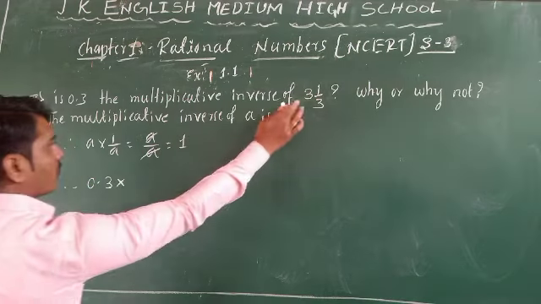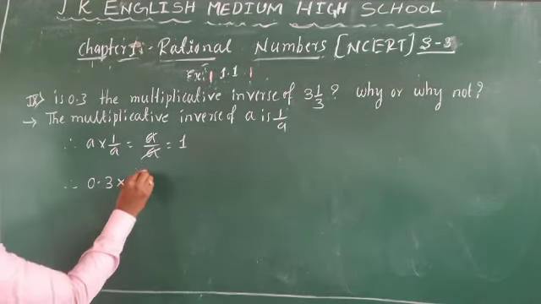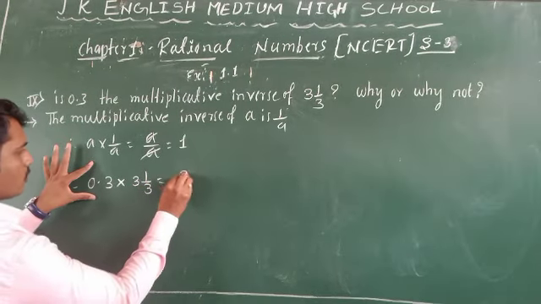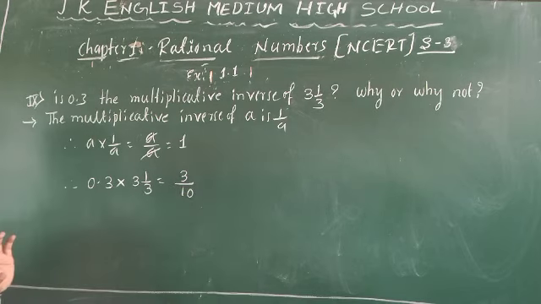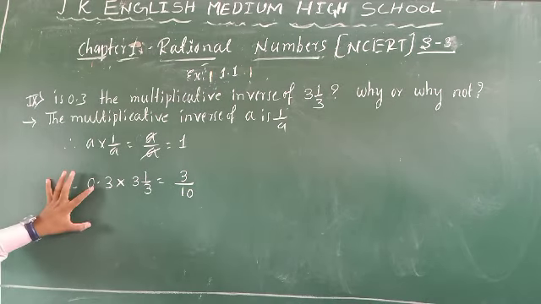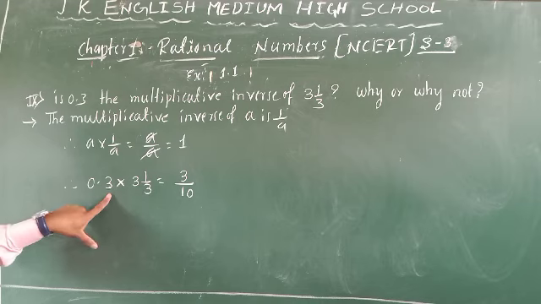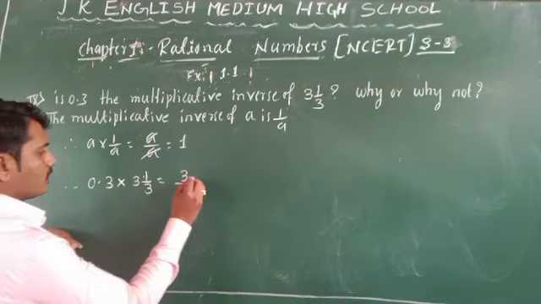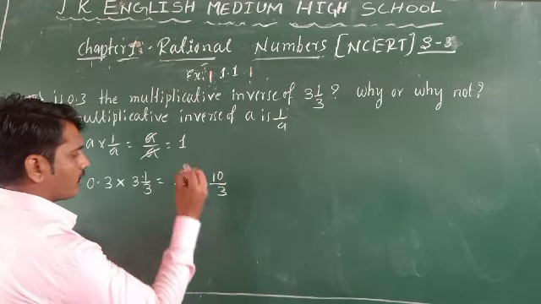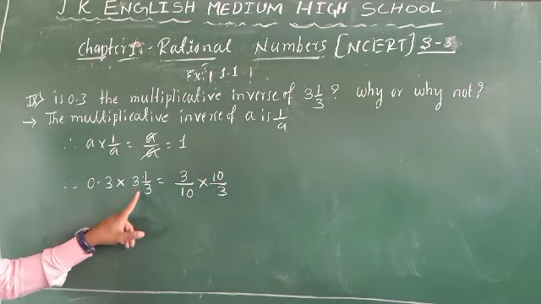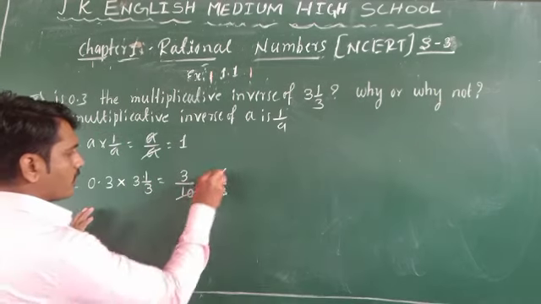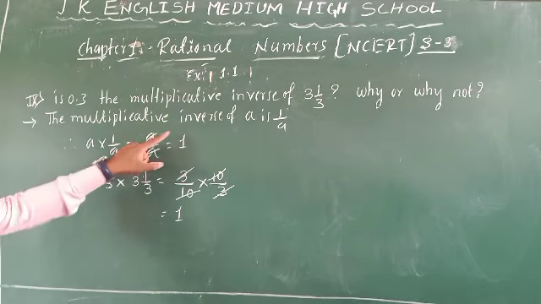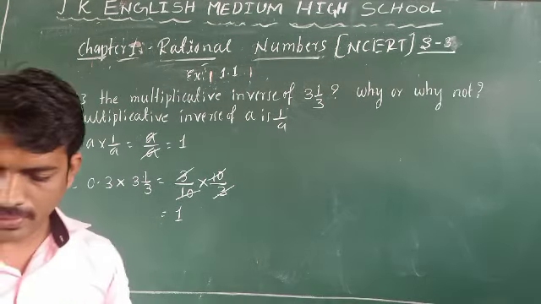0.3 and 3 integer 1 upon 3. So convert this 0.3 into 3 by 10, correct? 3 by 10 means units and tenths there. That's why we convert the decimal into a fraction. 3 times 3 is 9, 9 plus 1, 10 by 3. So convert the mixed into improper. 0 and 0 will cancel, 3 and 3 will cancel. What is the answer? 1. So here also we got 1, here also we got 1.